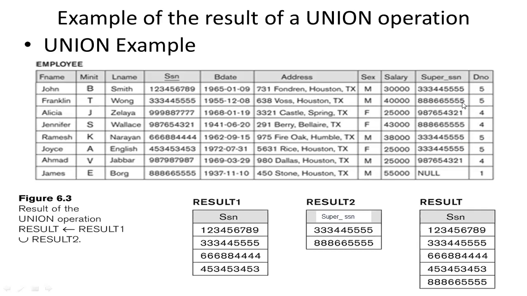Able to understand, right? So these two you are making as a union, result 1 union result 2. Finally you will be combining all the SSN values; that is, in the SSN field you are going to store the super SSN values along with the SSN values.